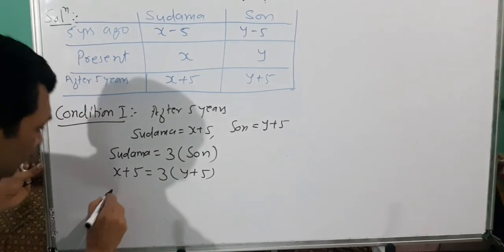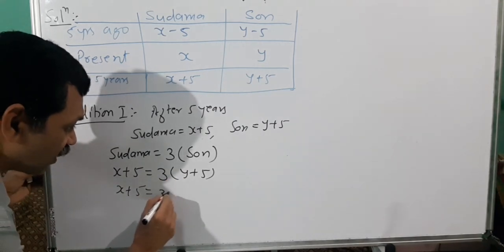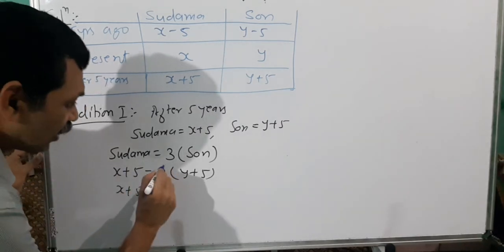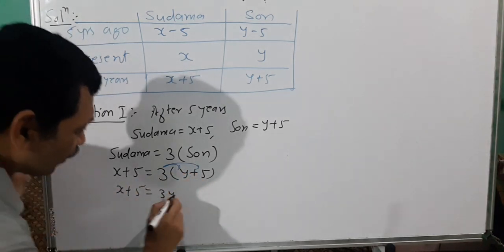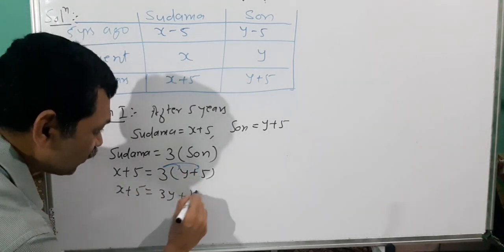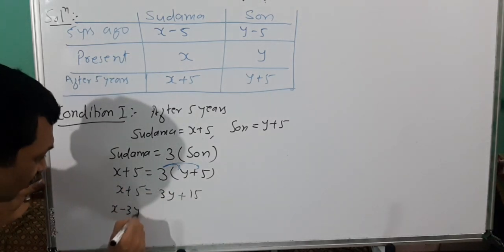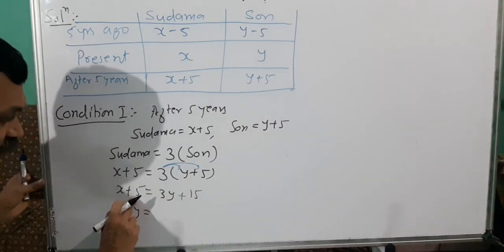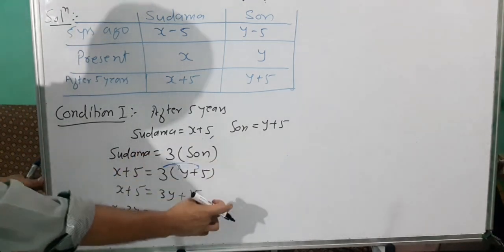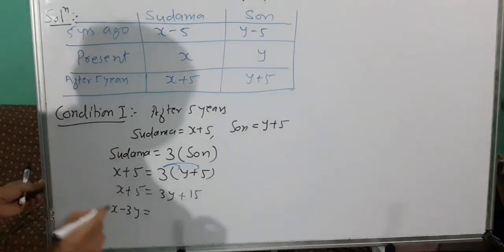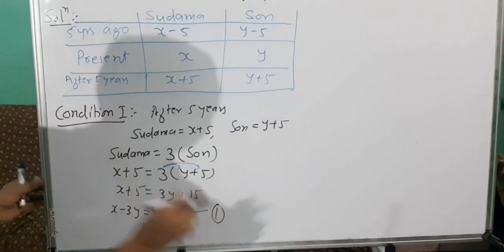So once we simplify, x plus 5 is equal to 3 into y is 3y. We know monomial into binomial: 3 into y and 3 into 5. Plus sign, plus 3 into 5 is 15. So I'll take this 3y this side. So x minus 3y is equal to, this 5 I am taking to the other side. This is plus 5 here. When I take it to the other side, it becomes minus 5. So 15 minus 5 is 10. So condition 1, equation 1.